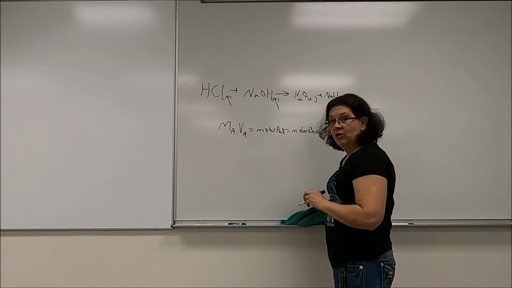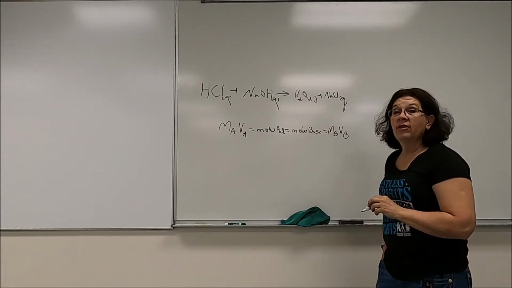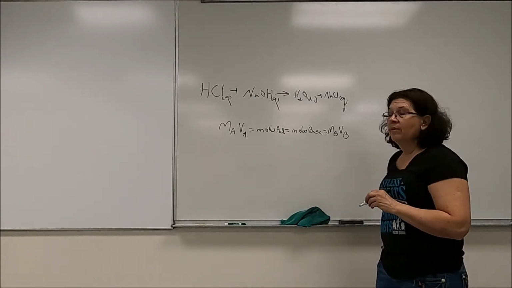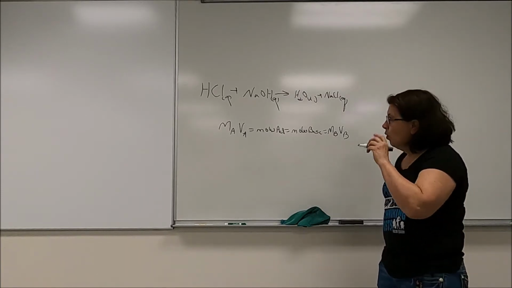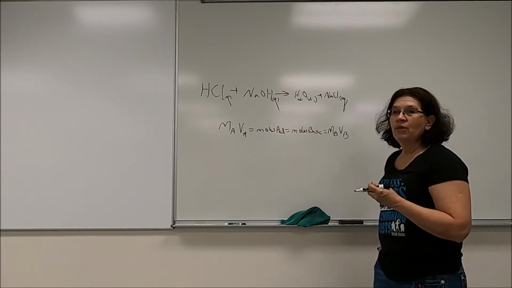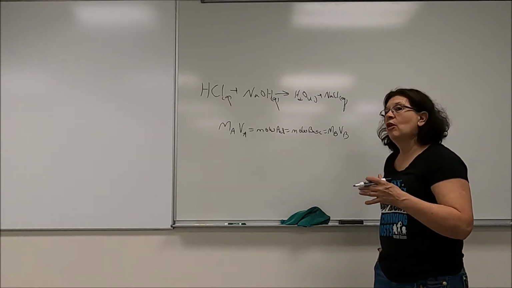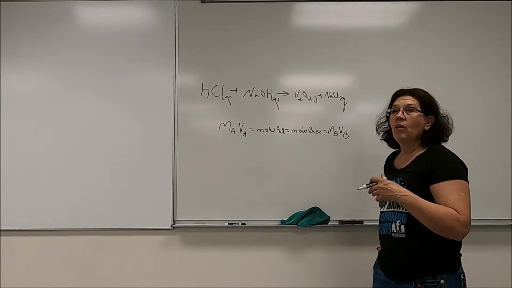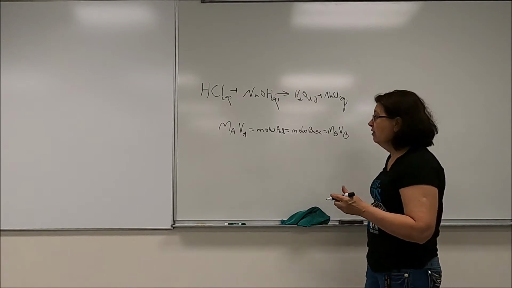So in part one of this experiment, we're going to be determining the molarity of the sodium hydroxide solution. Sodium hydroxide comes to us as a solid, but it is hydrophilic, which means it's water-loving. Since it is water-loving, it will absorb water from the atmosphere as soon as we open the bottle. So when you weigh sodium hydroxide, you really don't know how much sodium hydroxide you're getting and how much water. So we always have to titrate to determine the concentration of the sodium hydroxide solution.